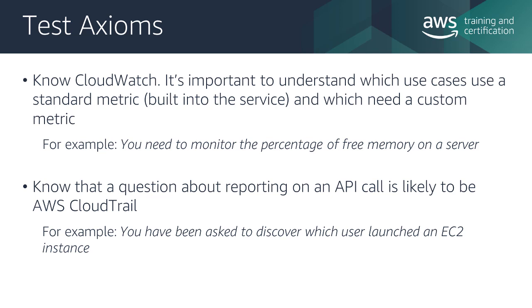Pulling it all together for this domain, you've got to know CloudWatch. This is the bread and butter when it comes to monitoring and metrics. Also, understand CloudTrail. Know which common metrics are native and which ones need to be produced custom. For example, custom, you've got to monitor the percentage of free memory on a server. As far as CloudTrail, you want to know who has launched an EC2 instance. These become the key questions when dealing with monitoring and metrics.